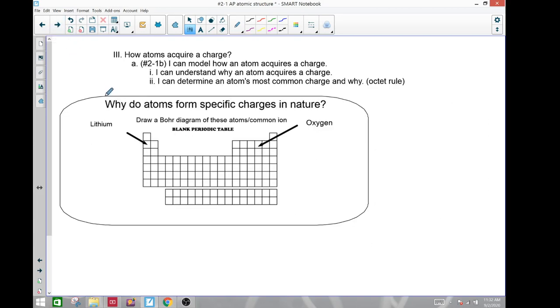All right. How does an atom acquire charge? This is a pretty big topic here. Why do atoms form specific charges in nature? Here's the general idea: oxygen atoms, for example, we want to get to a more stable state. So lower energy typically means more stable.